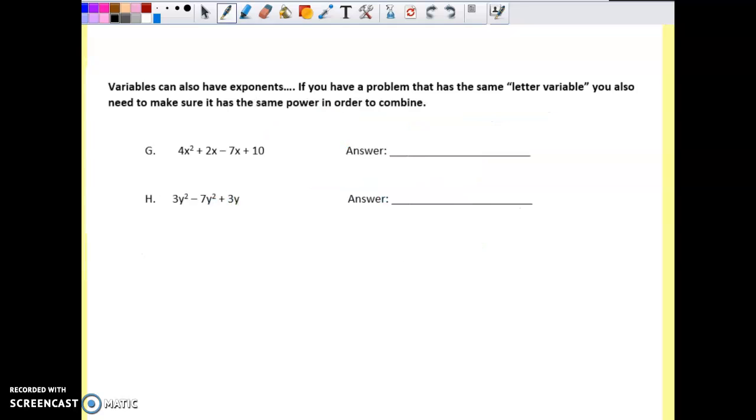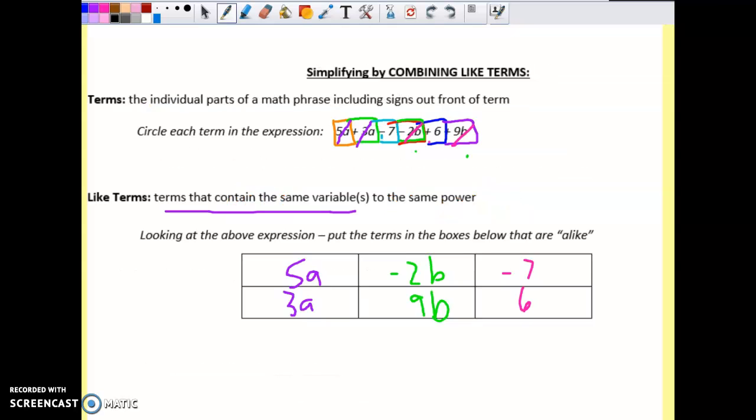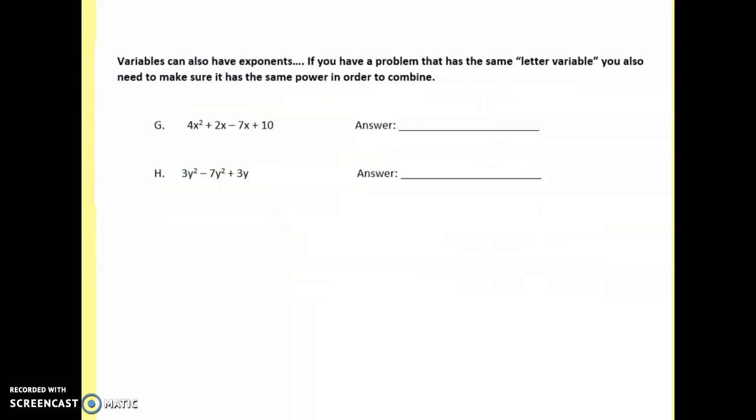All right, moving to the next section. These are the last 2 examples. Remember how we talked about in the very beginning that like terms are terms that have the same variable? Here's where we come into play with the same power. Variables can also have exponents. So if you have a problem that has the same letter variable, you also need to make sure it has the same power in order to combine.